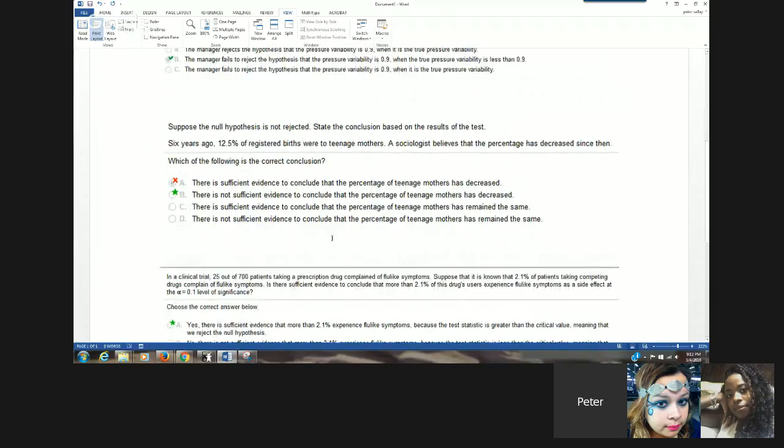This was number 3 then. Suppose the null is not rejected. State the conclusion based on that. 6 years ago, 12.5% of registered births were to teenage mothers. A sociologist believes that the percentage has decreased since then. What is the correct conclusion? Okay, so translating what that means, it says 6 years ago I expect 12.5%. The sociologist thinks it's less than, and they're telling me that the null is not rejected.